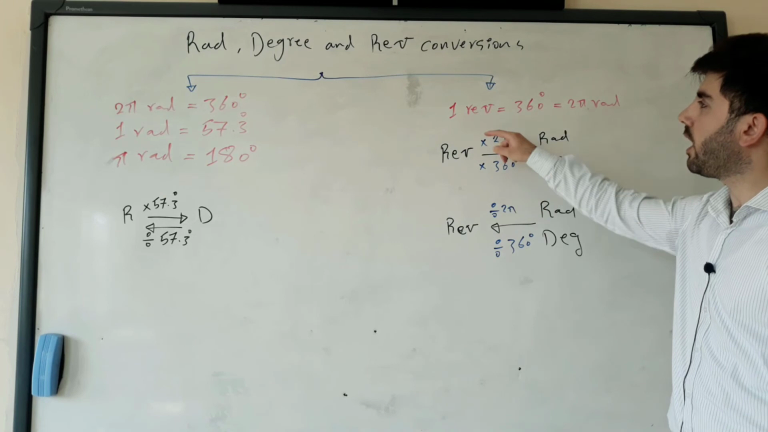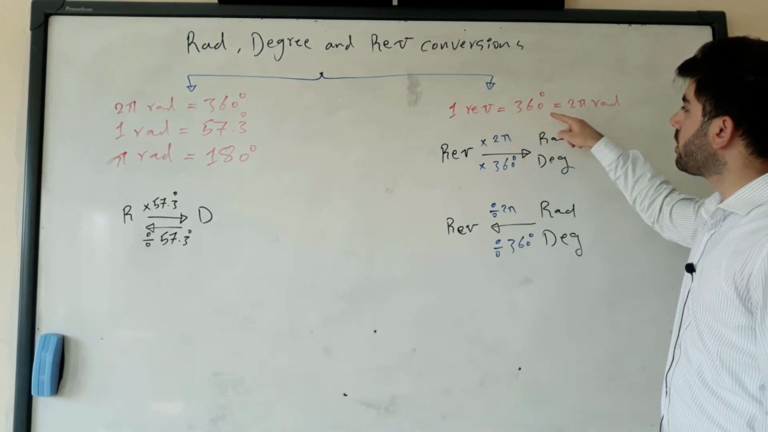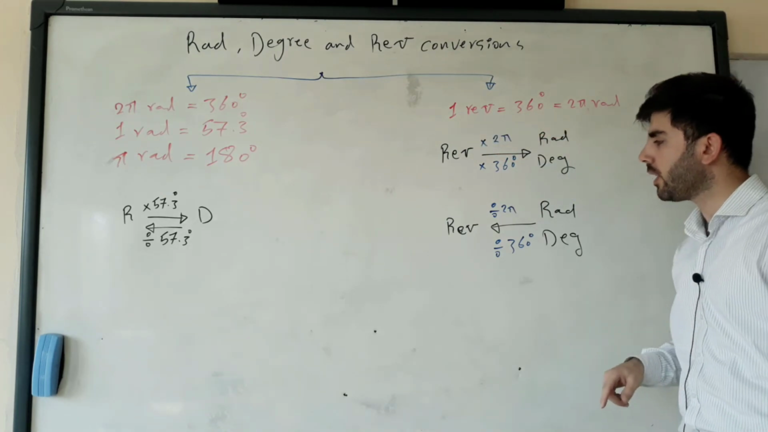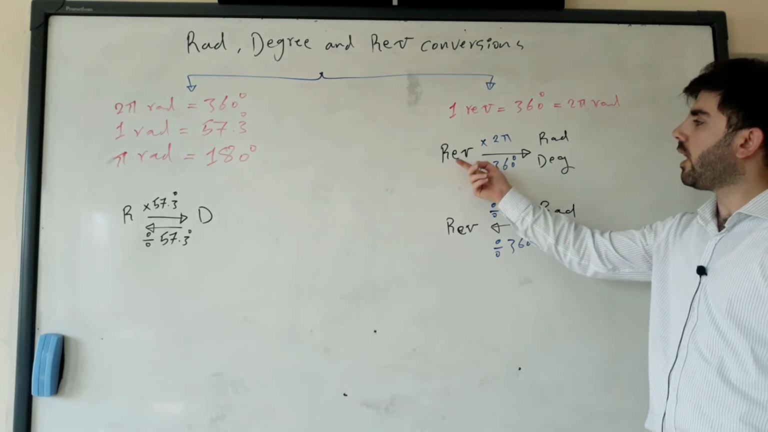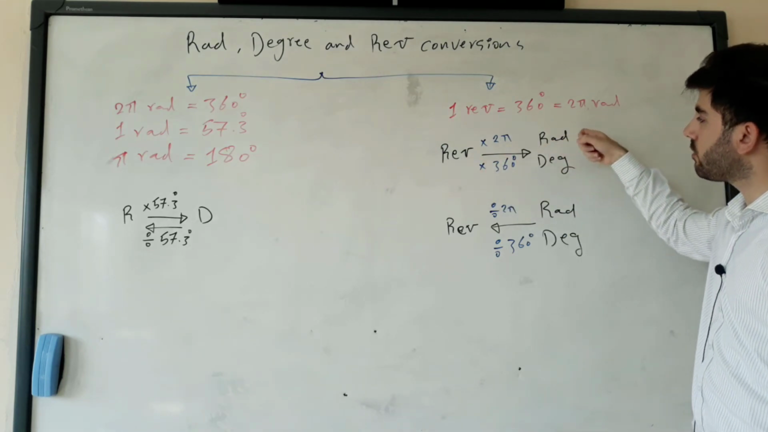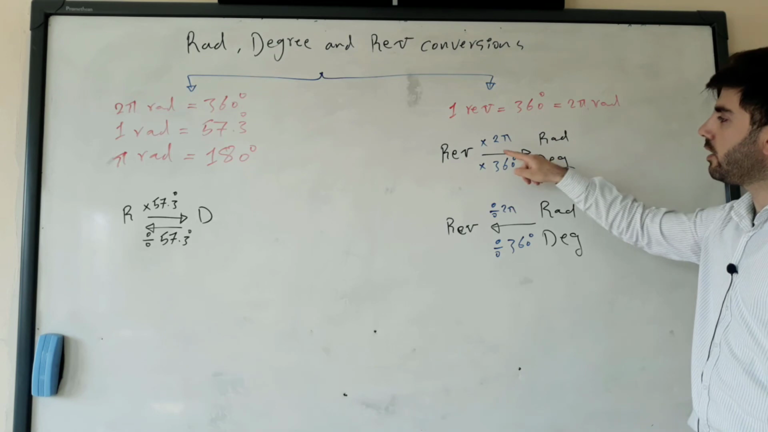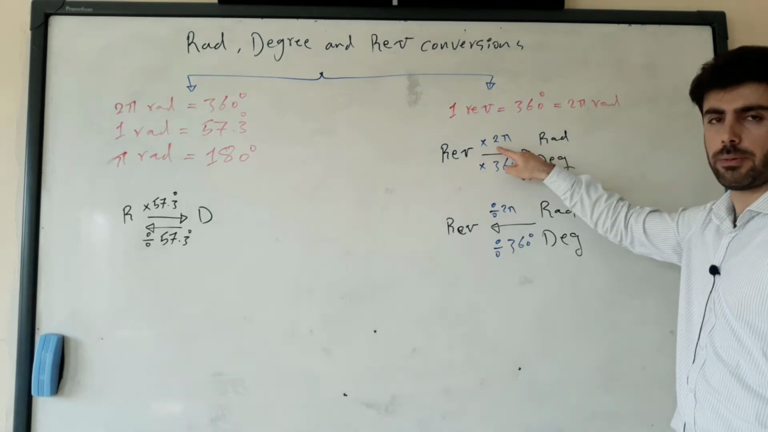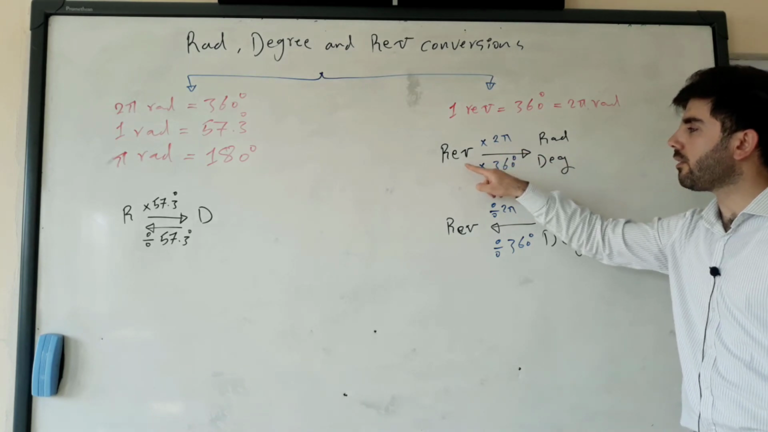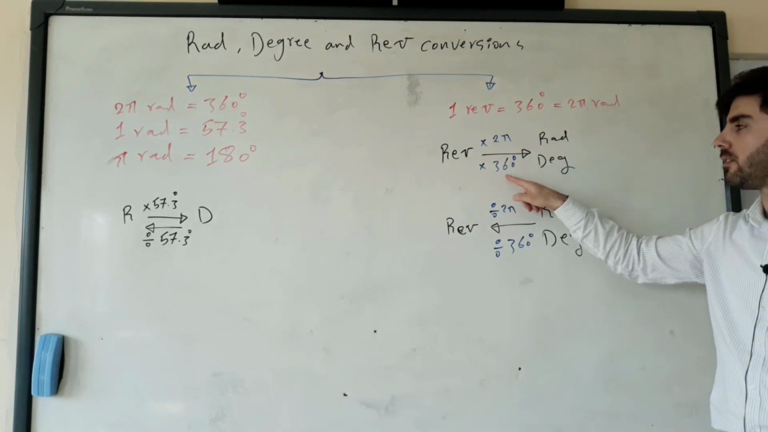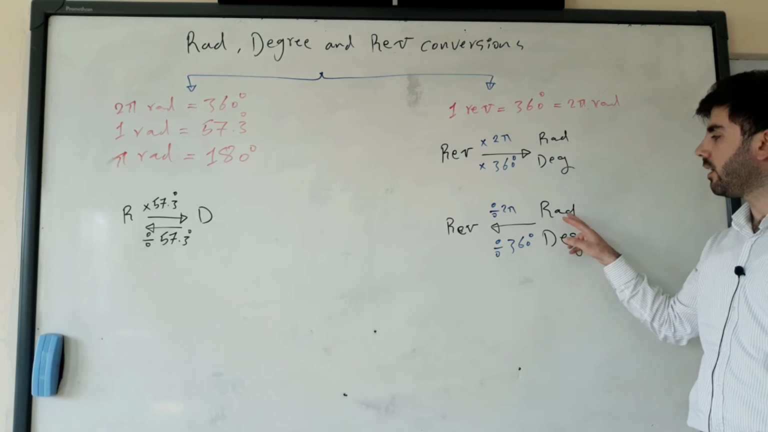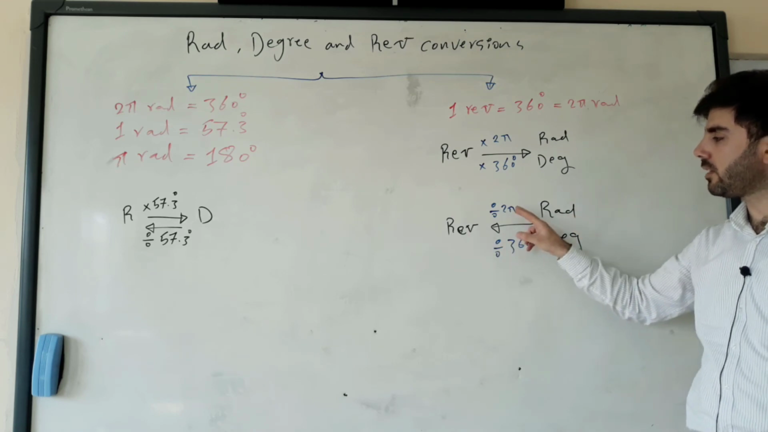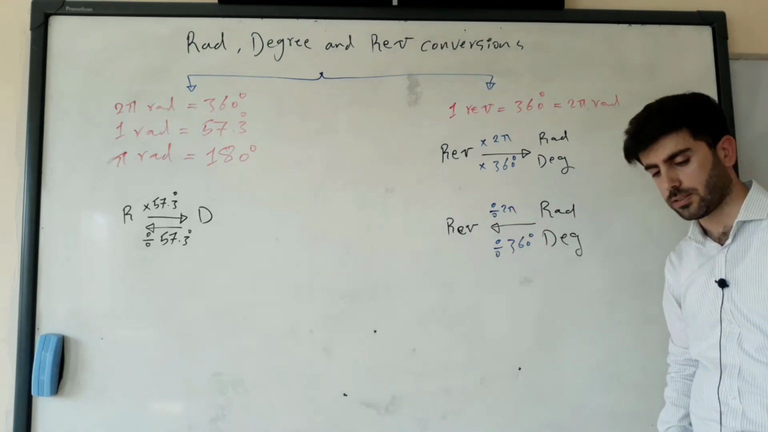And also if you have rev and you want to convert it to radian and degree, rev to radian multiplied by 2 pi, or rev to degree multiplied by 360 degrees, and vice versa. These two can be converted to rev by dividing by 2 pi and 360 degrees.